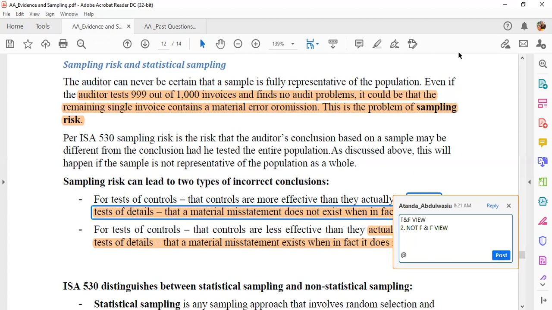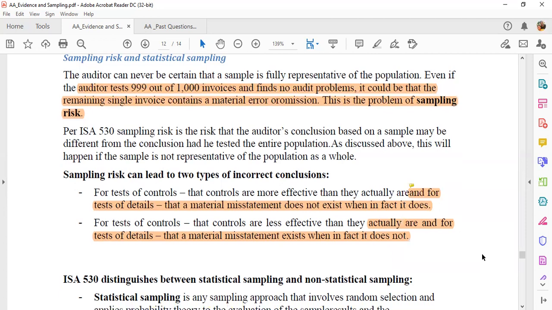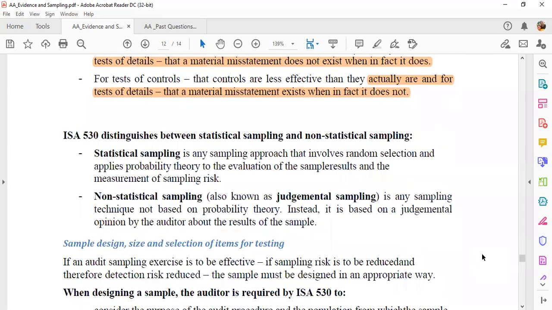And what would determine this true and fair view is the test that you have performed. The tests that you are going to perform in audit are just two: your test of control and your test of detail. Your test of control relates to testing the internal control. Test of detail relates to substantive testing. We are still going to talk about that. Test of control relates to internal control. Test of detail relates to substantive test. So these are the two conclusions that the auditor is going to reach regarding sampling risks.